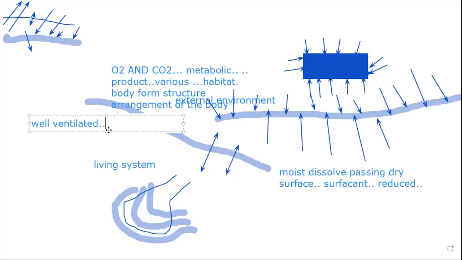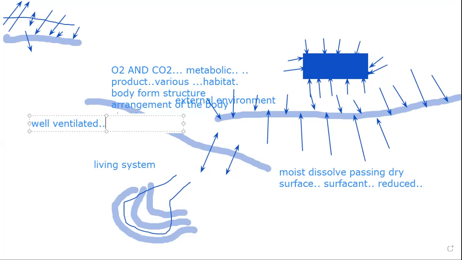Well ventilation for a respiratory surface is very, very important. Because of this, the oxygen and the carbon dioxide supply is going to be easily exchanged, and we will always have a fresh supply of oxygen.